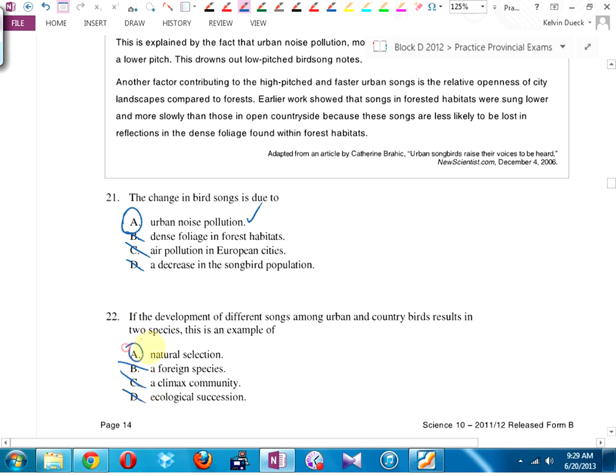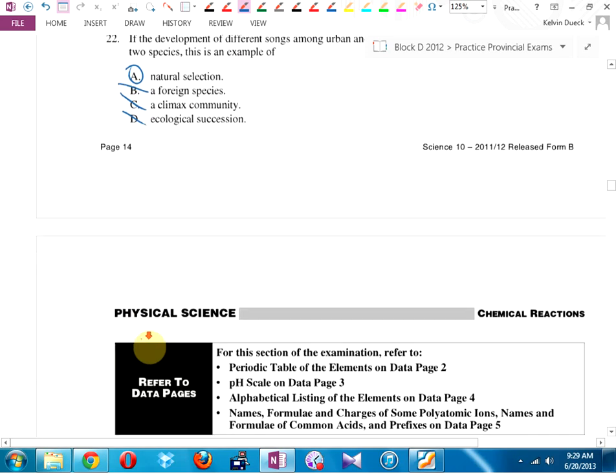No. Yeah, it's natural selection. The same way as on the Galapagos, which is the main example we looked at, there was a whole bunch of different species of finches because they all evolved to find a certain niche, to occupy a certain niche.